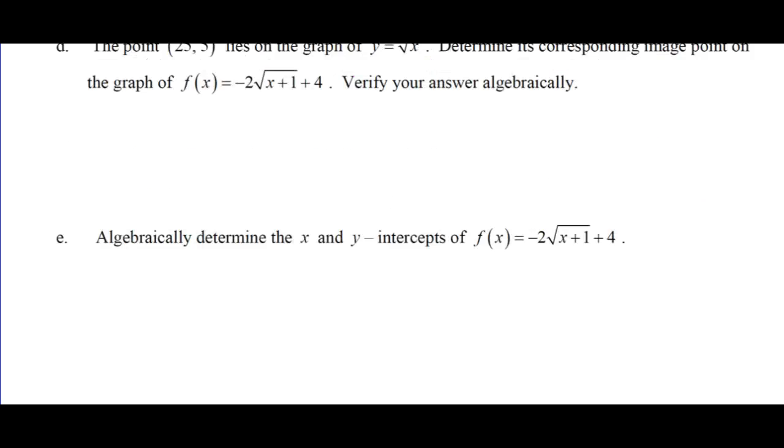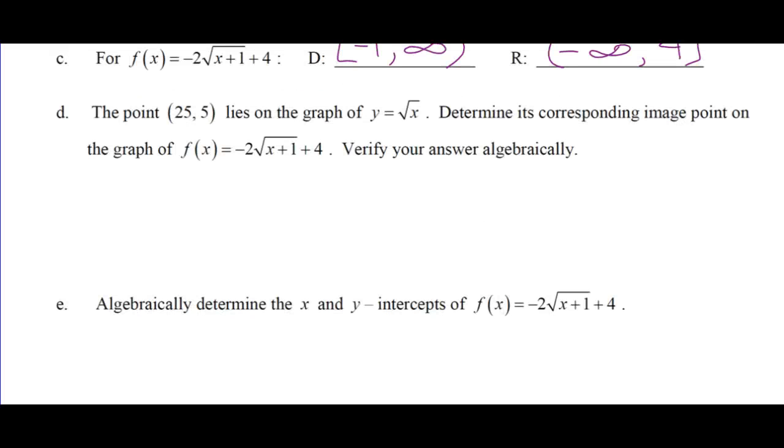The point (25, 5) lies on the graph y equals root x, right? Throw 25 in here, you get a 5. Determine its corresponding image point on the graph of f of x equals negative 2 root x plus 1 plus 4, and verify your answer. Okay, so I'm going to take the point (25, 5).